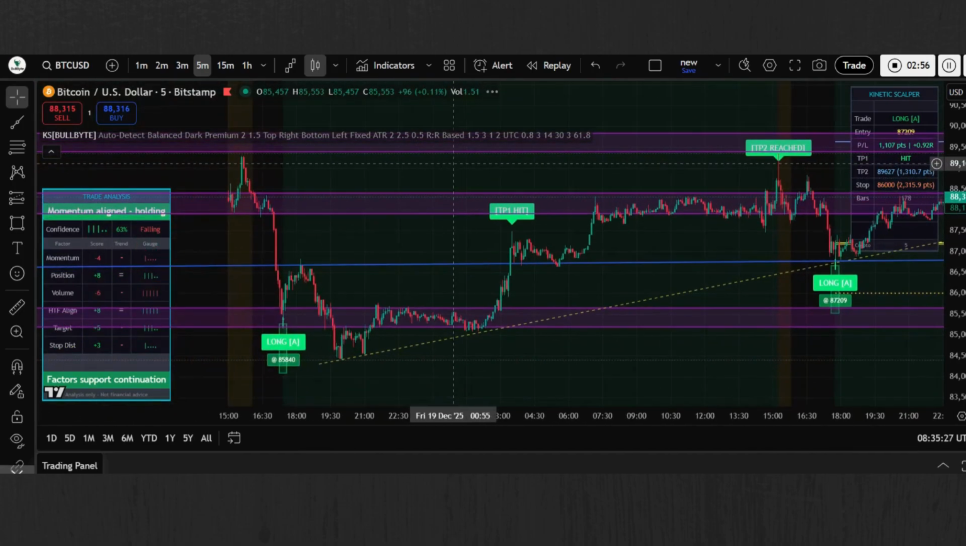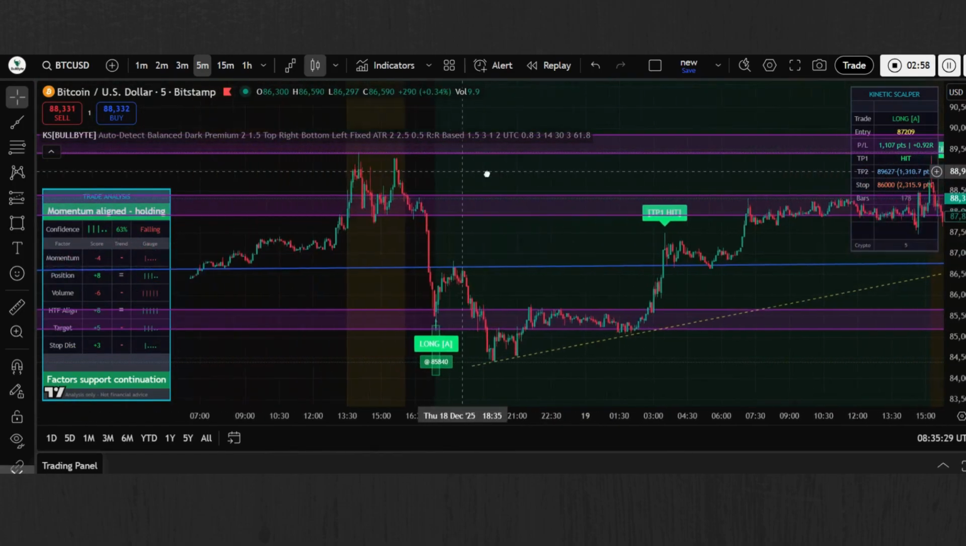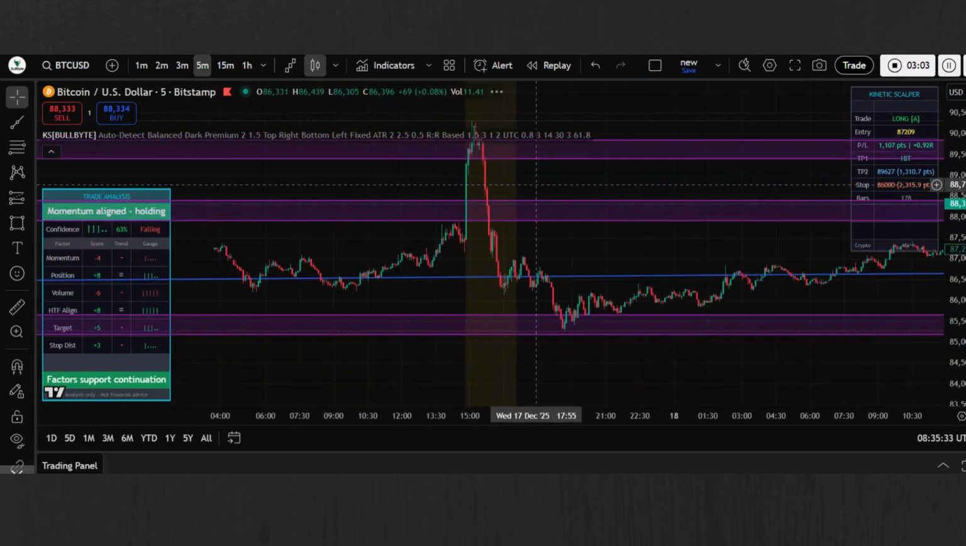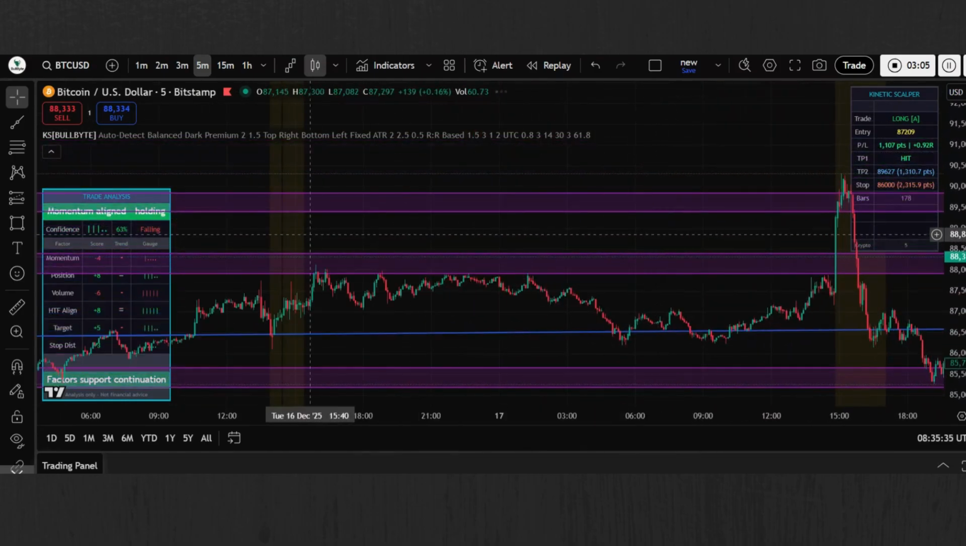That's the indicator confirming the level. And check this out. This move alone? Over 4,000 points on BTC. That's not a scalp. That's a payday.